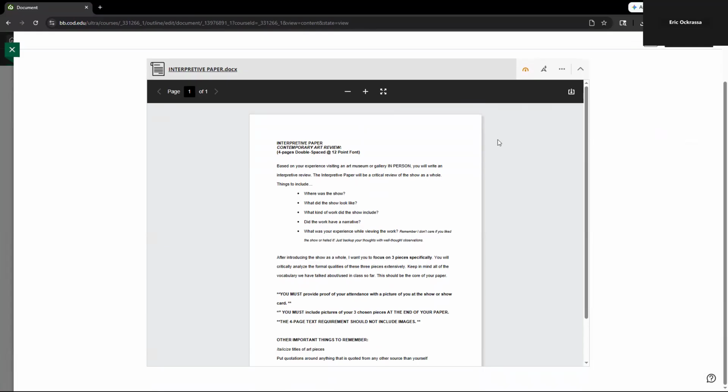You are going to write a 4-page, double-spaced, 12-point font paper based on an experience visiting an art museum or gallery in person. Keep in mind, COD will always have an option for this at the Cleve Carney Art Museum, which is in the MAC. Depending on which semester you're taking this course, there will be a link in the interpretive paper folder, which I'll show you in a second, that will give you an option. But there's a bunch of options that you can also do if you are not within the area or you want to try something different.